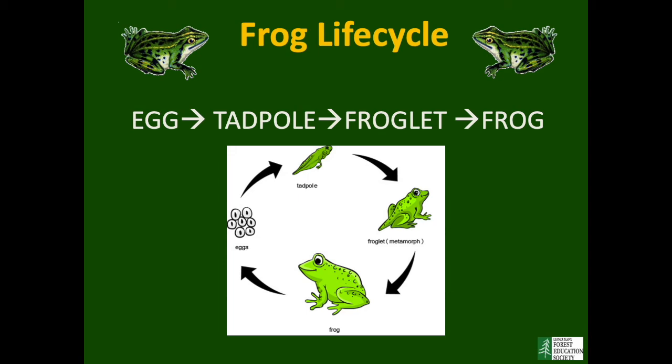Once the eggs hatch, they swim around as tadpoles feeding on algae. They slowly grow limbs and become a froglet or metamorph, and then eventually develop into an adult frog. Do frogs take care of their young? Well, some do and some don't. Some species of tree frog will carry their babies around on their back. Most of the frogs in Alberta's boreal forest, though, do not take care of their young.